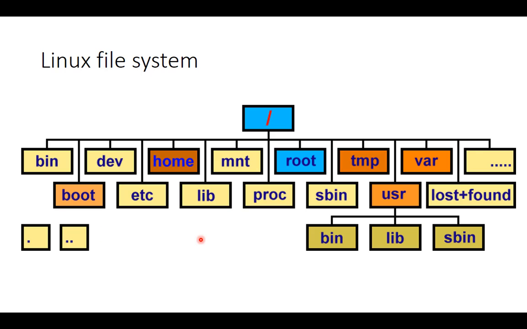So unlike Windows, which has a separate file system tree for each storage device, the Linux operating system always has a single file system tree, as you can see from this figure, regardless of how many drives or storage devices are attached to the computer.